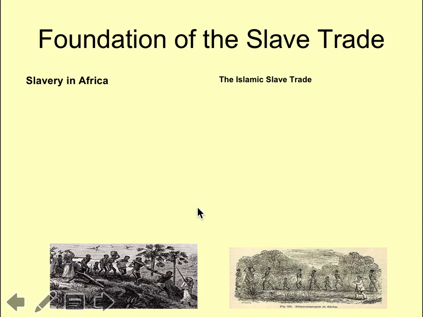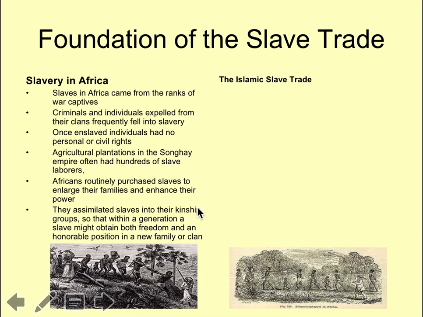So, foundations of the slave trade: we see slavery in Africa. Slaves in Africa came from the ranks of war captives. Remember that, and it's very important to understand that the United States did not start slavery, okay? We were one of the last ones to end it, but slavery had already existed for many centuries in Africa. Usually they were war captives, criminals, and individuals expelled from their clans. They fell into slavery.